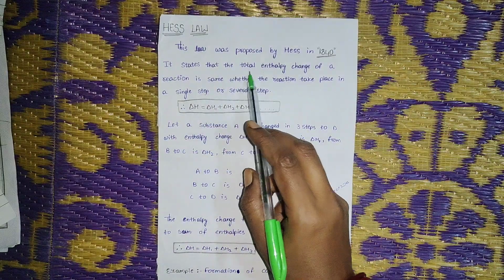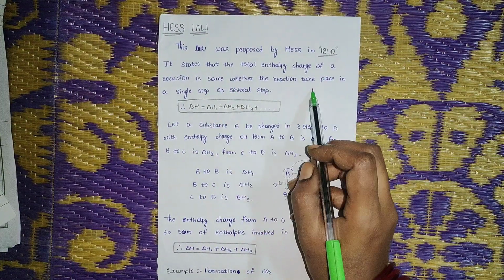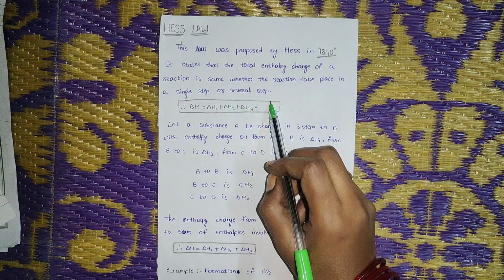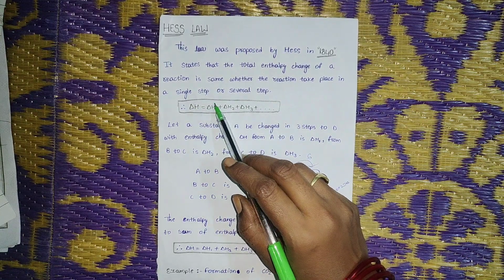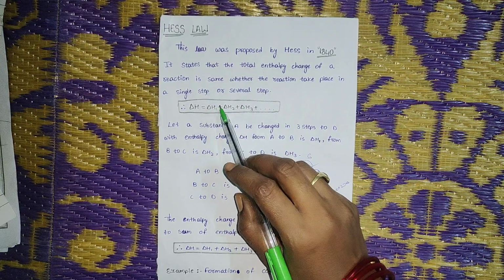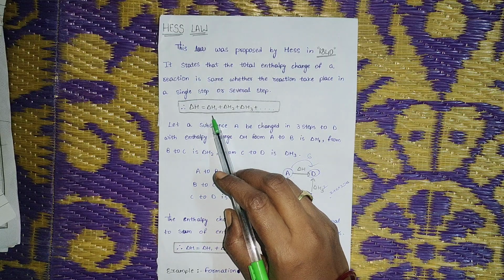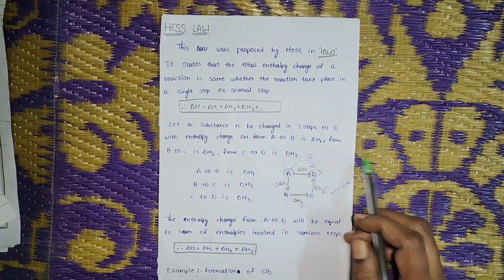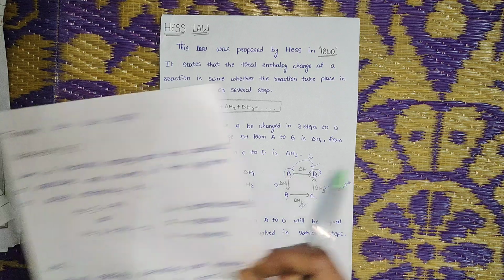Simple. It states that the total energy change of a reaction is the same whether the reaction takes place in a single step or in several steps. If one reaction is completed in one step or several steps, the energy utilized is equal. That is, delta H equals delta H1 plus delta H2 plus delta H3. This is Hess law.